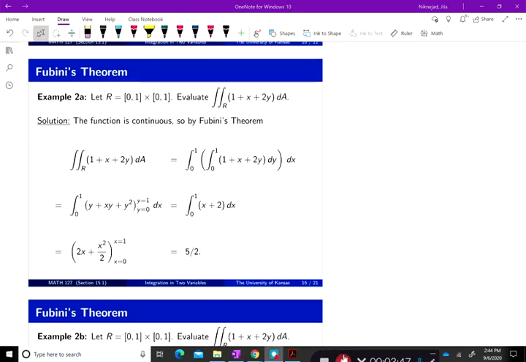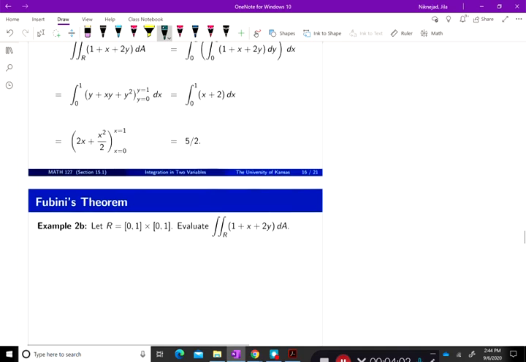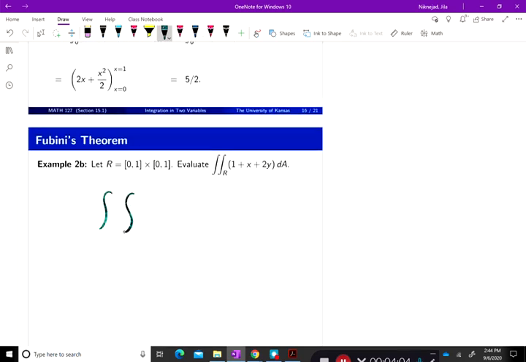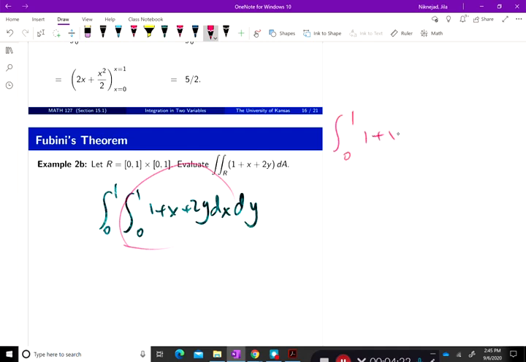So in 2a, we evaluated the integral using an iterated integral and Fubini's theorem, and the inner one was dy. What happens if I switch? Everybody asks, what happens when I switch? So let's switch. This time put dx inside and dy outside, for the rectangular region 0 to 1, 0 to 1. This time the inner integral is that.